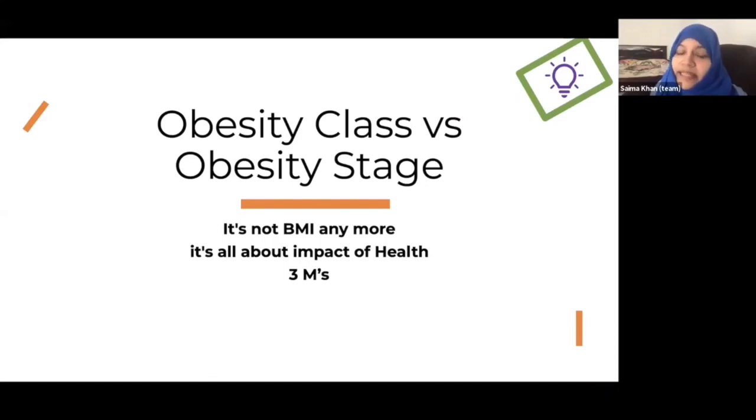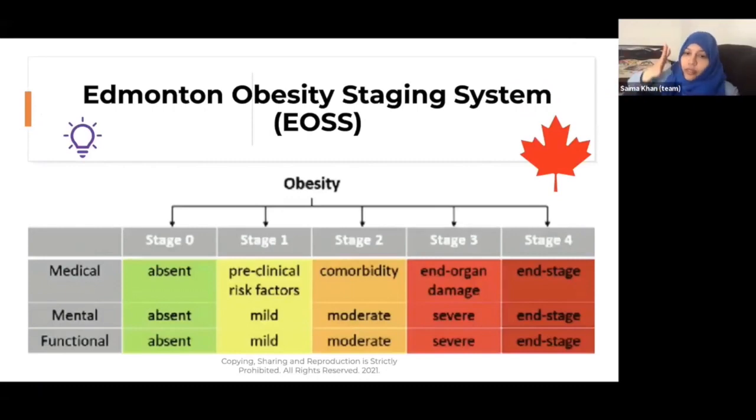What we have now gone into is obesity stage. Obesity stage tells you that if you have an increased accumulation of adipose tissue, is it impacting your health? And we have divided health into three main categories. Is it affecting your medical or metabolic health, your mental health, and your functional health? But I want to tell you that it is proudly Canadian. This system was introduced by a group of researchers from Canada. So call it the obesity staging system.